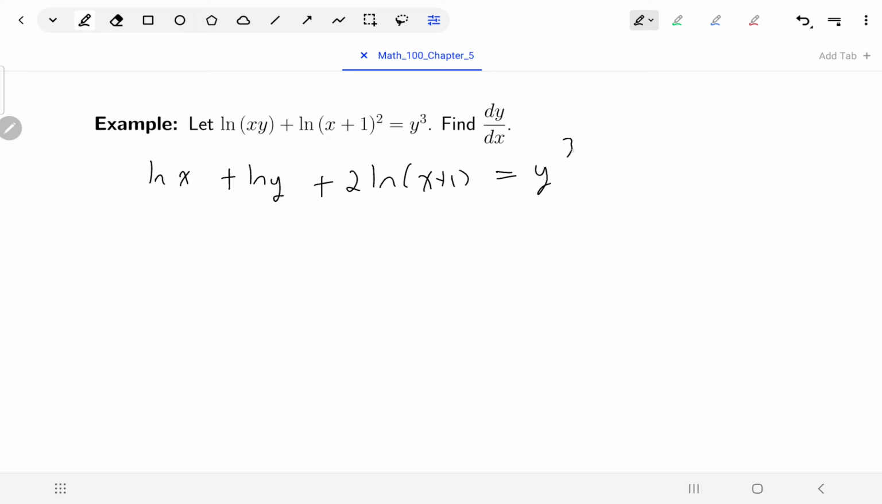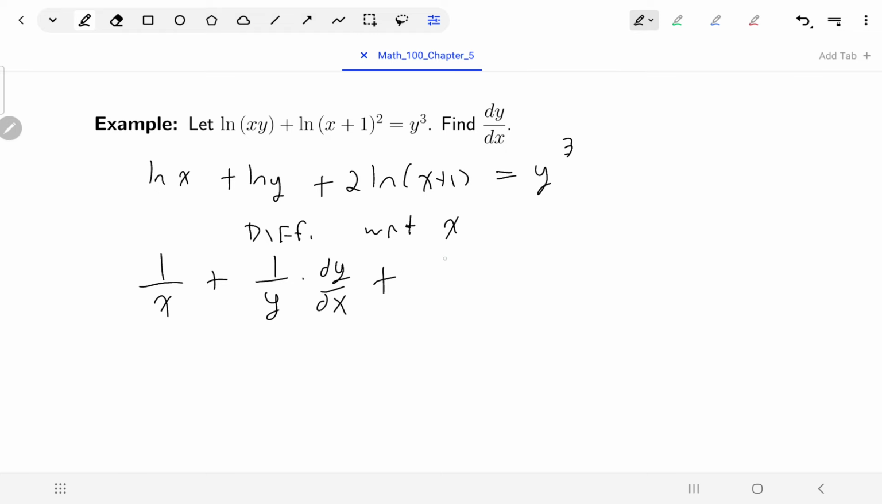And so now that I have this a little bit simplified, I can now differentiate with respect to x. So I'll need to remind myself that when I'm differentiating natural log of x, that'll just be 1 over x. But when I differentiate natural log of y, it'll be 1 over y multiplied by the derivative of y. And the derivative of y is dy/dx.